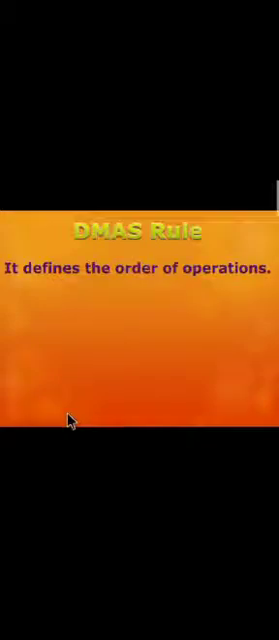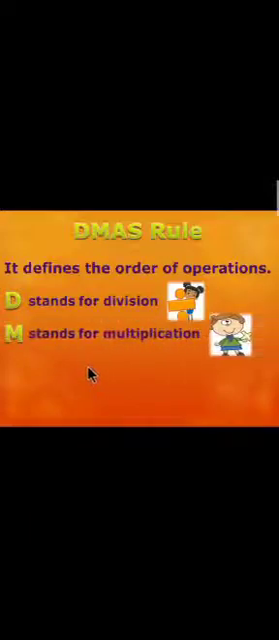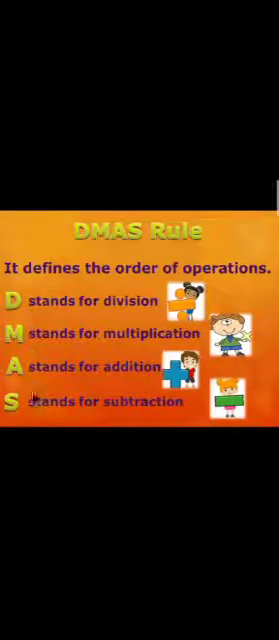Now children, we will discuss DMAS rule. Children, this is a rule which defines the order of operations we should follow while solving a mathematical expression. Here, D stands for division, M stands for multiplication, A stands for addition, and S stands for subtraction. So we have to follow this rule to simplify a mathematical expression.